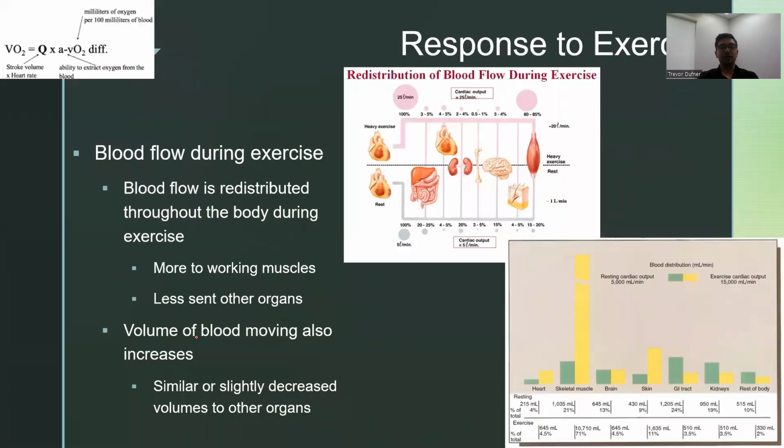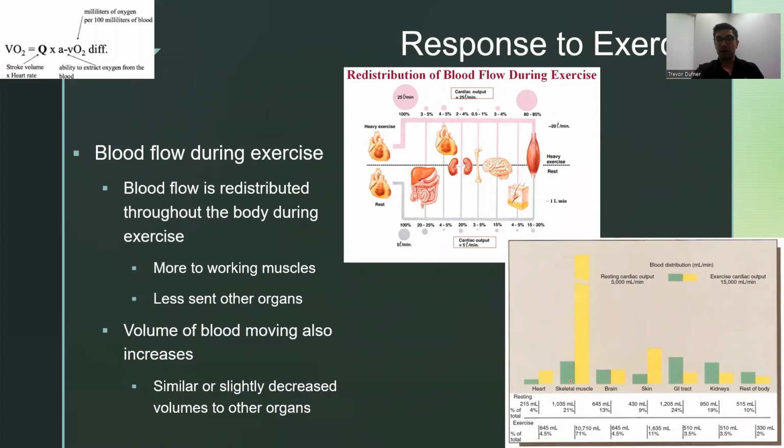Blood flow during exercise. We should know this. We should remember that blood flow is redistributed throughout the body during exercise. So it's shunted away from the internal organs that don't need it as much. You're not sending as much to the liver or to the kidneys or to the stomach, the GI tract, because most of it is being shunted and sent to the skeletal muscles.